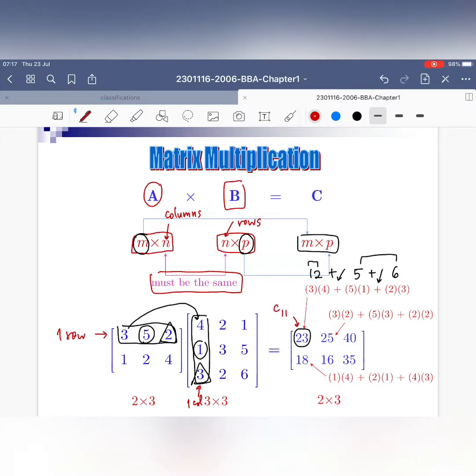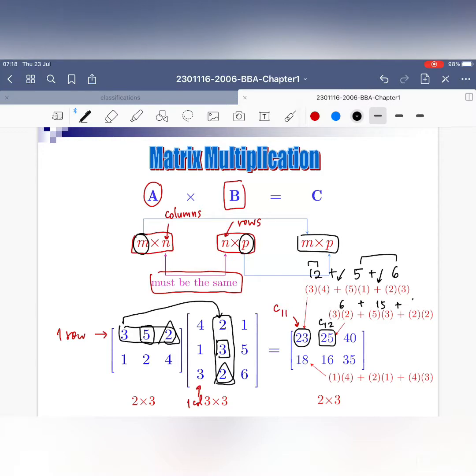Okay, so if you move, this one is still the first row, and you move to the second column, so the result will be here. The first row and the second column. What is this result? It is 3 multiplied by 2, 5 multiplied by 3, 2 multiplied by 2, and then you add them up. So you see, 3 and 2 is 6, 5 and 3 is 15, 2 and 2 is 4. So you got 25 out of it.